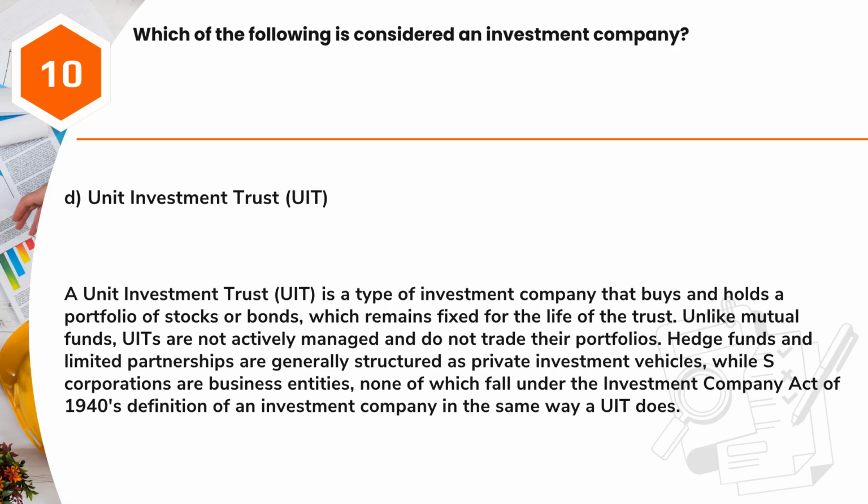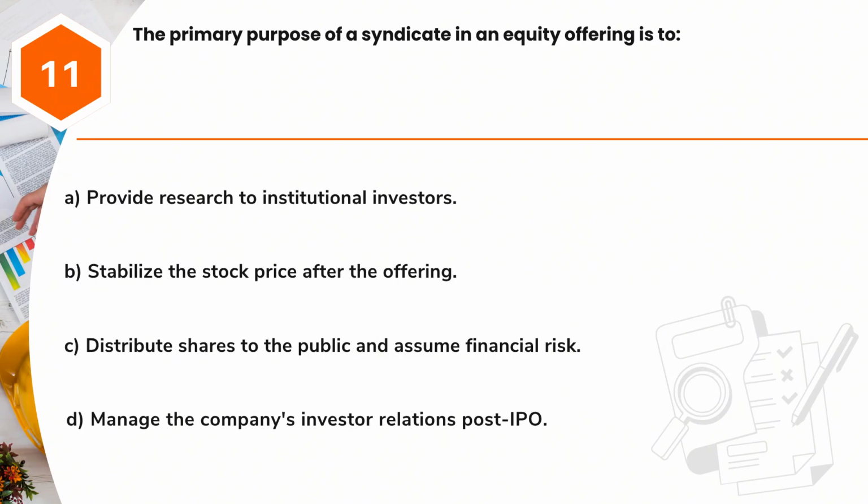Answer, D. Unit investment trust, UIT. A unit investment trust, UIT, is a type of investment company that buys and holds a portfolio of stocks or bonds, which remains fixed for the life of the trust. Unlike mutual funds, UITs are not actively managed and do not trade their portfolios. Hedge funds and limited partnerships are generally structured as private investment vehicles, while S corporations are business entities, none of which fall under the Investment Company Act of 1940's definition of an investment company in the same way a UIT does.